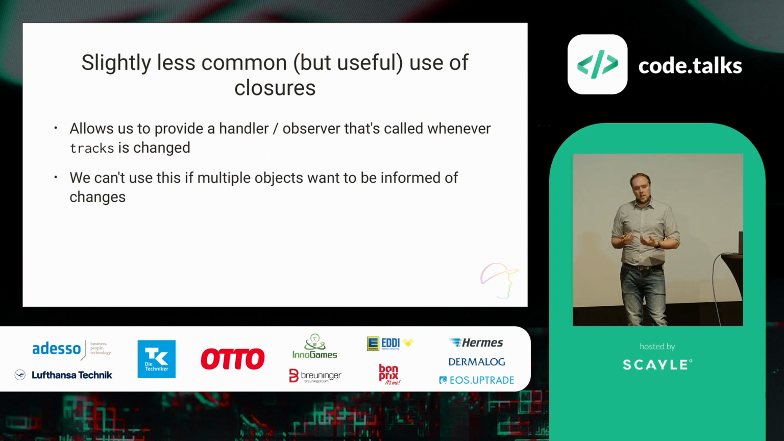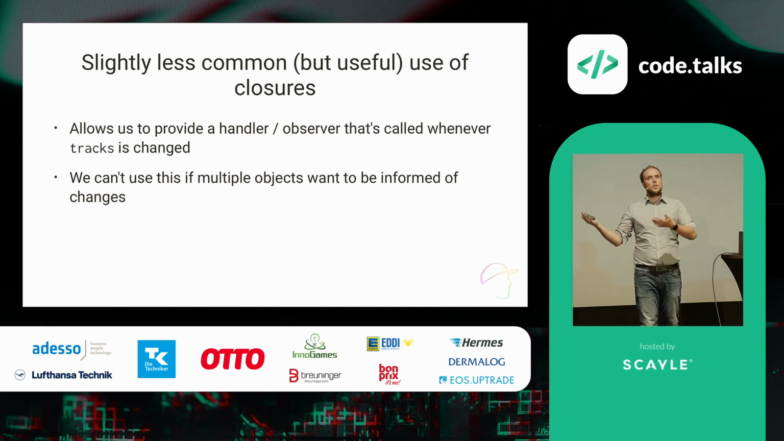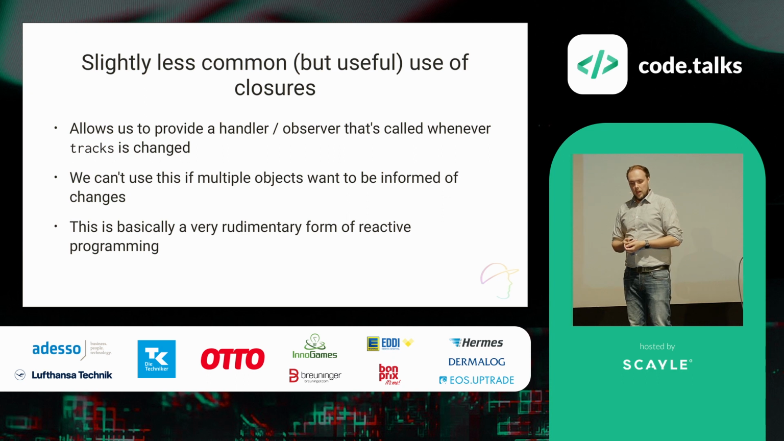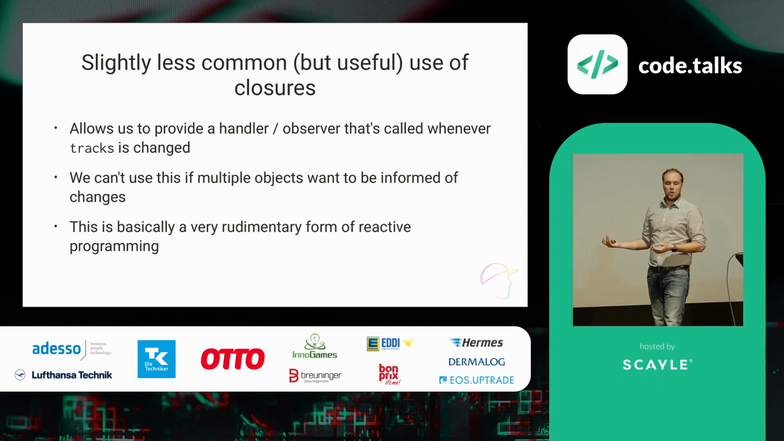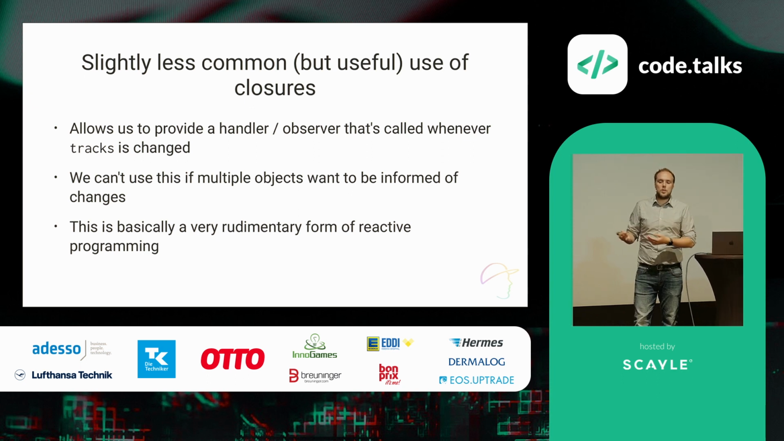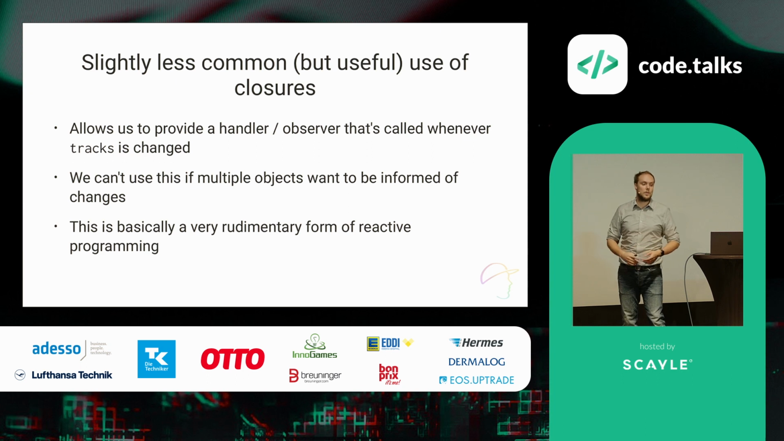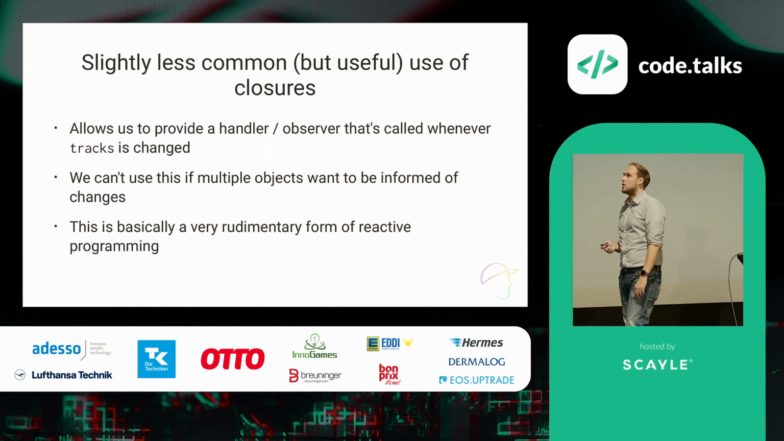We can't use this kind of pattern if multiple objects want to be informed, because we can only assign one value to this property, and if we assign another value, then the old value is gone. A setup like this that is sometimes used in production code is very similar to reactive programming. It's not quite the same thing, because we can't do a lot of the things that we could with reactive programming. But it's a very rudimentary form that does the very bare minimum of allowing us to respond to state changes.